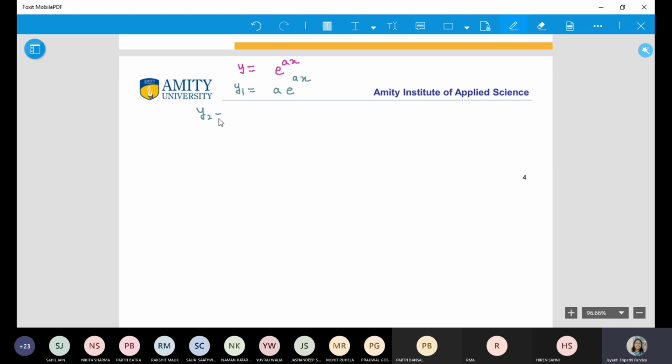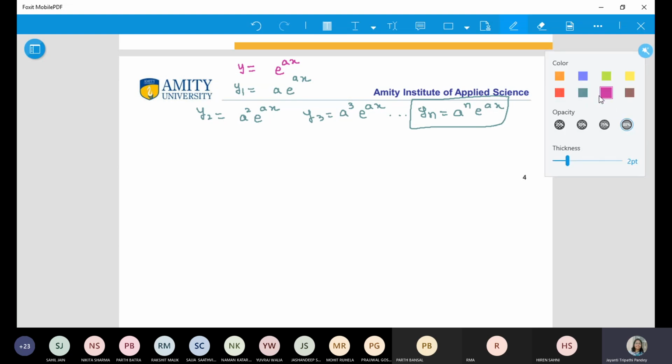What will be y2? A squared e to the power ax. Y3? Are you able to check the pattern? Yes. So if I write yn, I can write it like this. Yes, ma'am. Very easy. Yes. Now the third function.